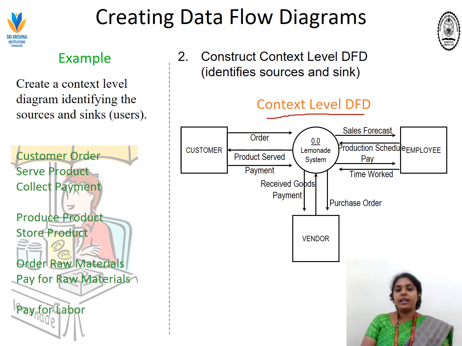In the context level diagram, we have to identify all the entities. So who are all the entities related to this Amazon system? That is, one is customer, employee, and the vendor. So the first thing, we are going with the customer. Why? Because whenever he starts to order, then the process is accomplished.